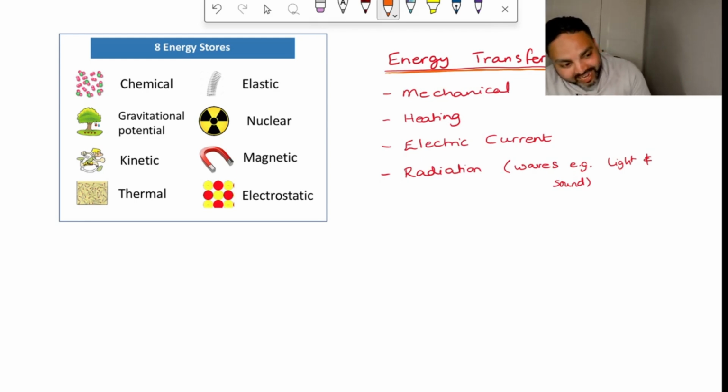Right. So, how do I remember the energy stores easily? Honestly, Motives, I wish I could tell you there was a way. I've just done it so many times now.